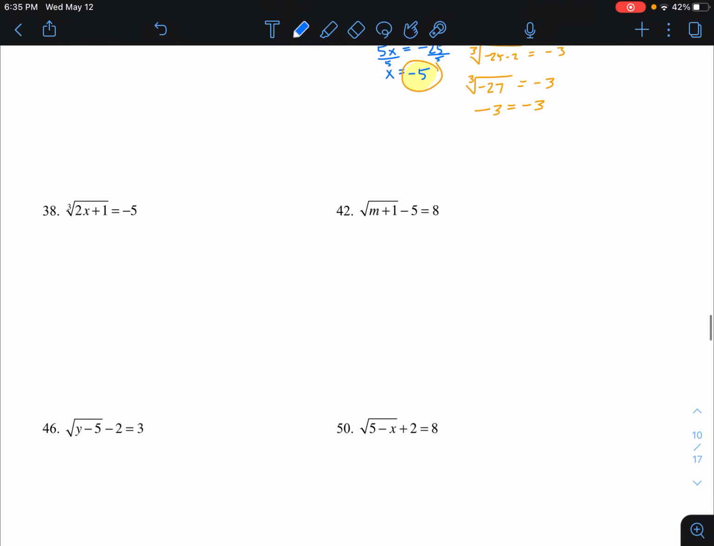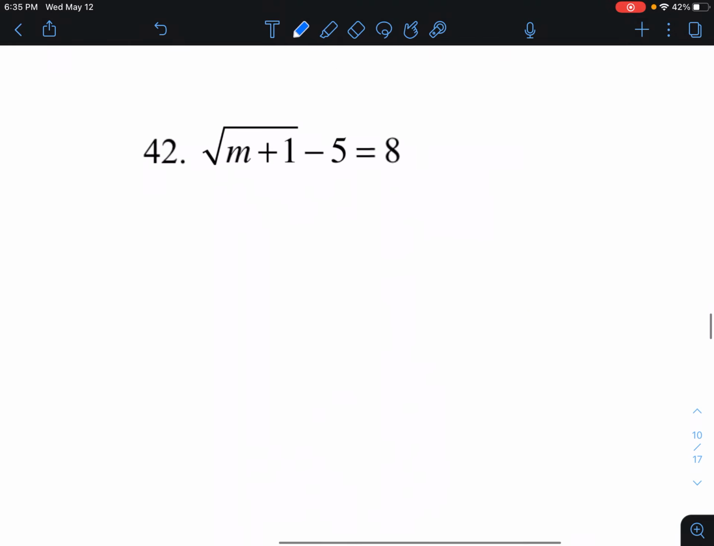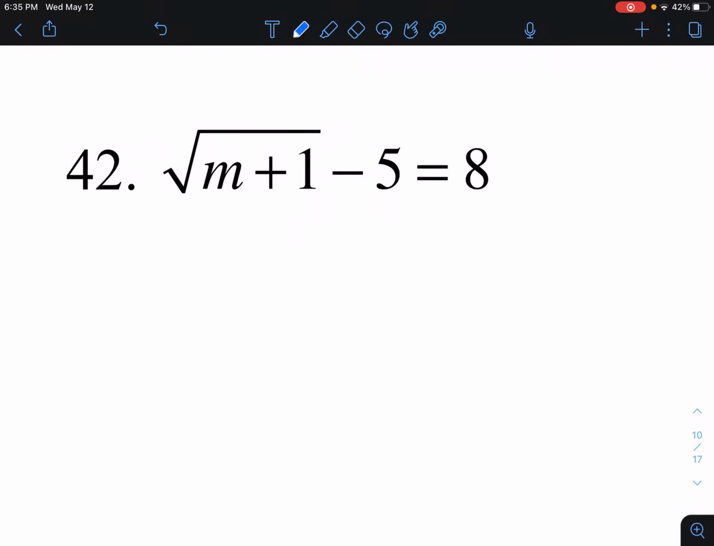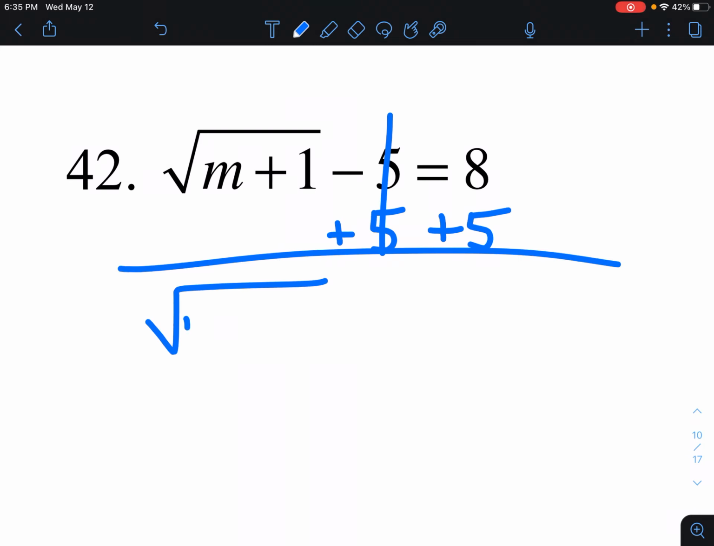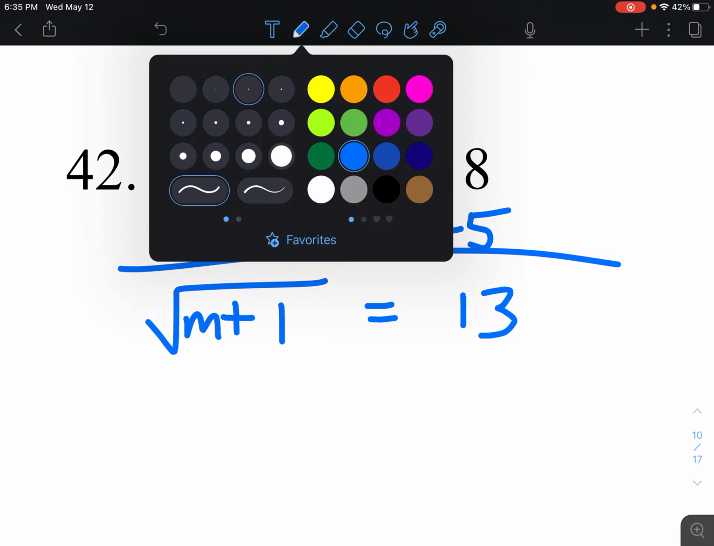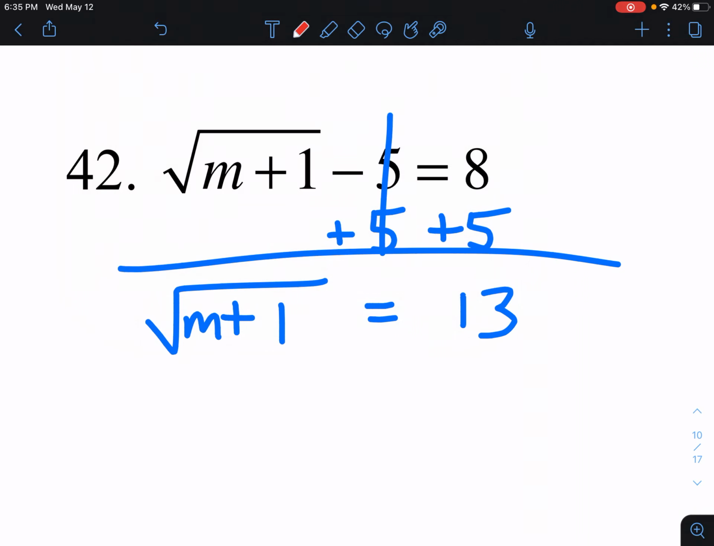Okay, let's go down to number 42. This is a problem where we have to get the radical by itself, so please do not square right away. You don't square, you don't do the exponent until the radical is by itself on the one side. What you need to do first here is add 5 to the 8. Now the radical is by itself on the left side of the equal sign. So we can raise both sides to the power of 2 since it's a square root.